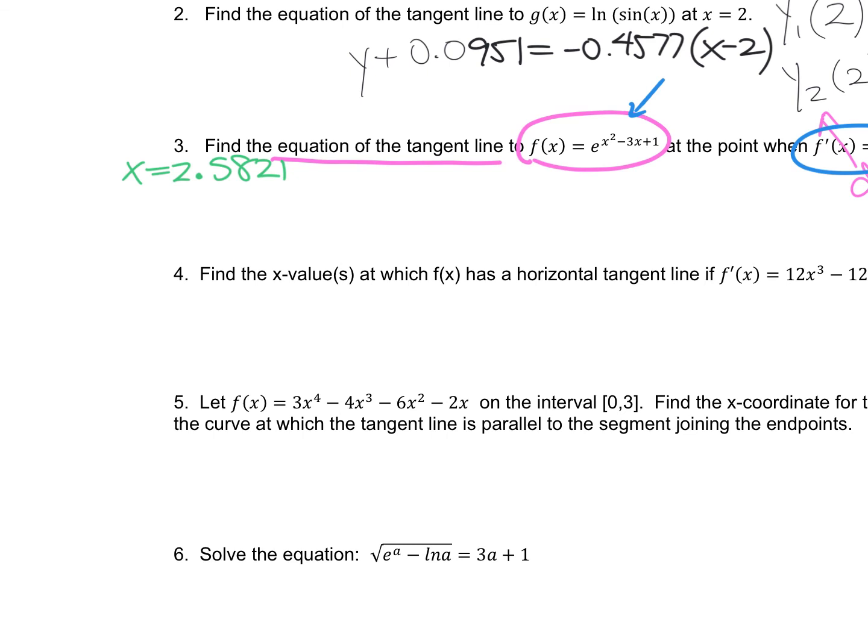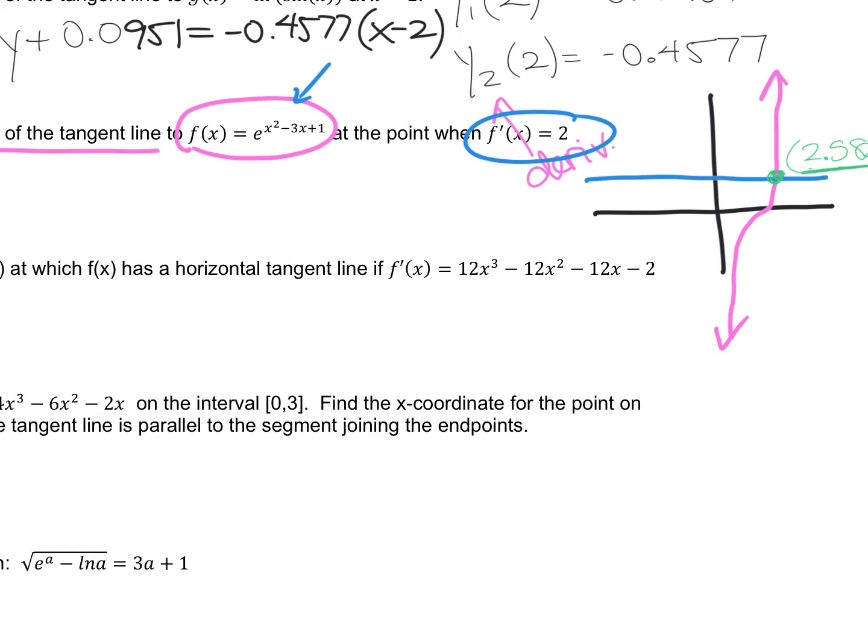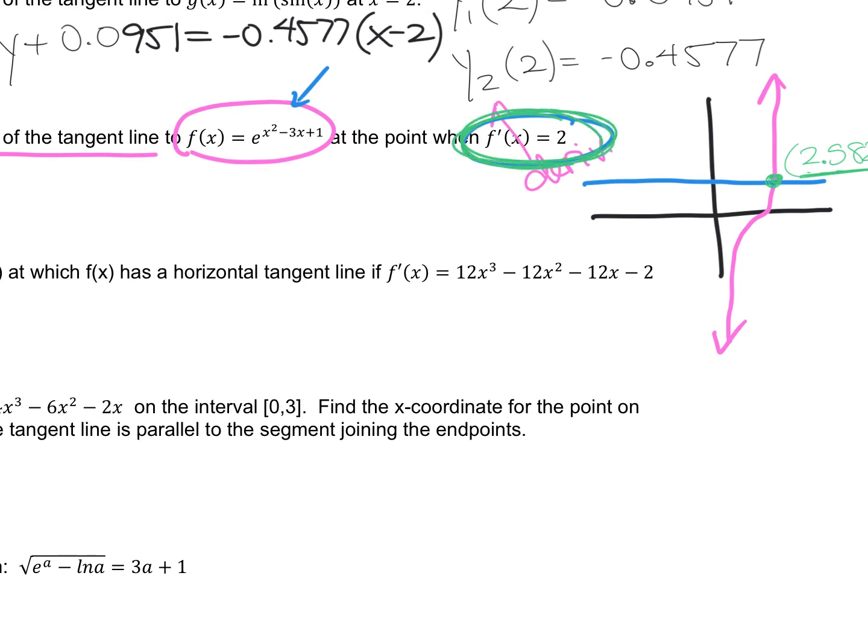Your y value, my y value, and your slope, and my slope. I have one of them right now. My slope. Why is that my slope? It's the derivative. The derivative is equal to 2. What does the derivative represent? Slope. Slope of the tangent line. If that's the slope of the tangent line, that's my slope.